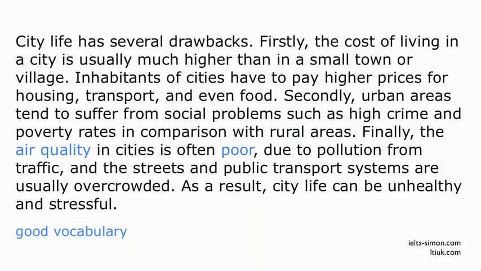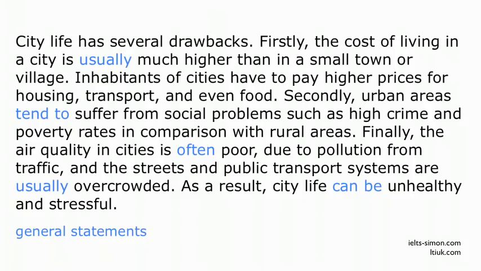So air quality is poor, that's good language. Due to pollution from traffic, this is extra information, so I've put it between 2 commas. Public transport systems, that's good language. And finally, 3 adjectives: overcrowded, unhealthy, and stressful. Just 2 more points to notice about this paragraph.